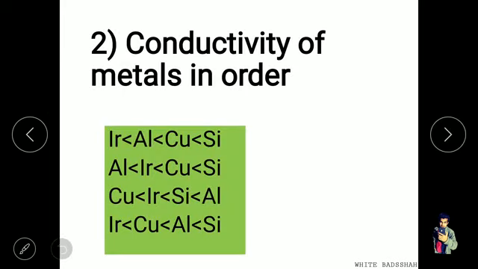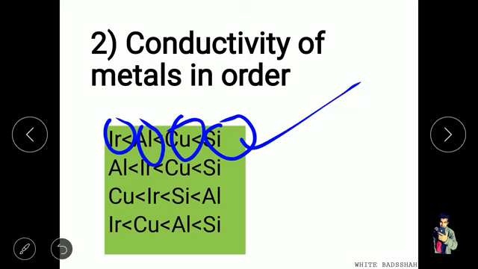Now the second: the conductivity of metals in increasing order. Silver has the highest conductivity, then copper, then aluminium, then iron. The correct answer is A. The order of conductivity is iron less than aluminium less than copper less than silver. Most probably this type of question is asked in technical exams.